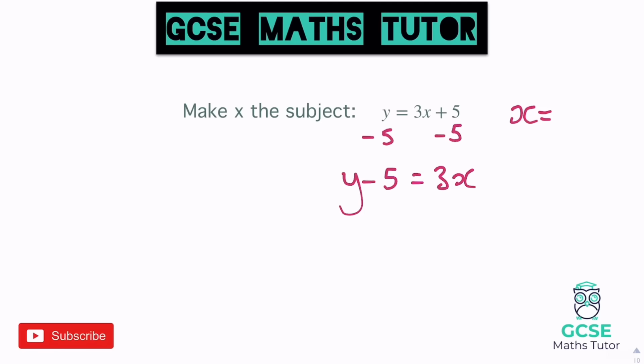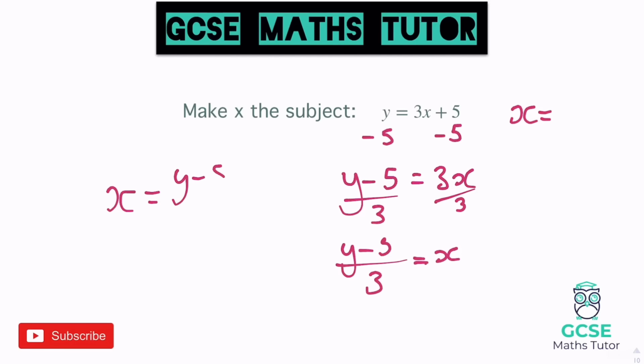And just like before, we're just going to divide by 3. So if I divide by 3 both sides, thinking about how I did it before, I wrote it as a fraction like this, and that's what it's going to look like on the other side. It's going to be y minus 5 over 3 now equals x. 3x divided by 3 is just x. We've got x on its own. It doesn't matter that it's on the right hand side. We can rewrite it if we want. We can easily just rewrite x equals y minus 5 over 3, and there's our final answer.